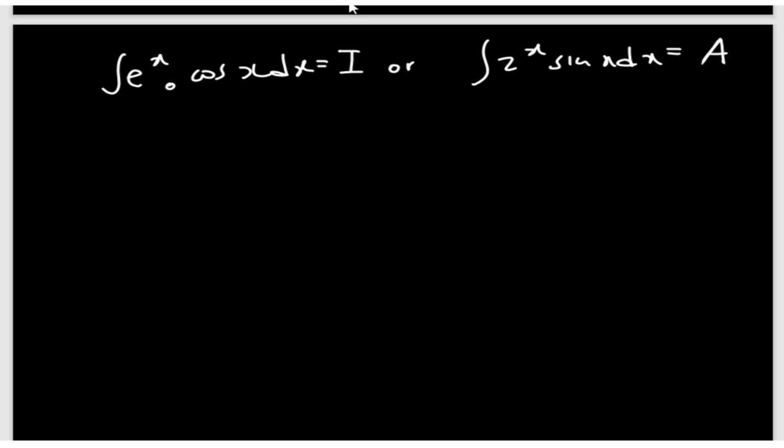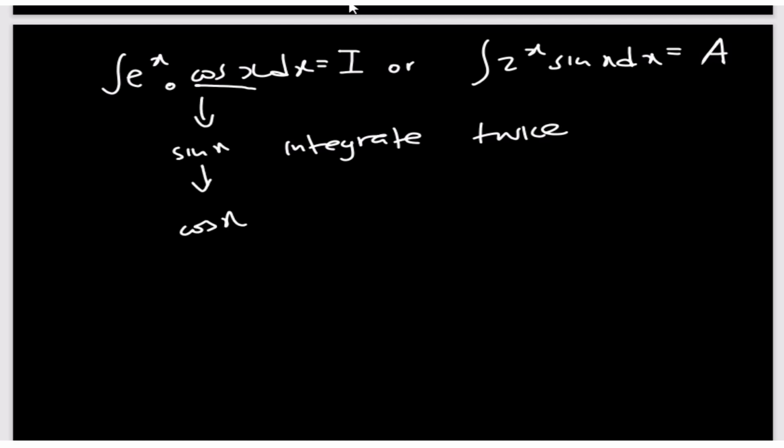So it's up to you, A or I. And every time you see exponent and a trig, it means you're going to integrate only twice, maximum of twice. When I integrate the first time, this cos will change to sine. Then when I integrate again, that sine will change into cos. Then now I will have this same equation again. So that equation I will now call it I. You see, then I can solve for I. You'll see. Let's get started.